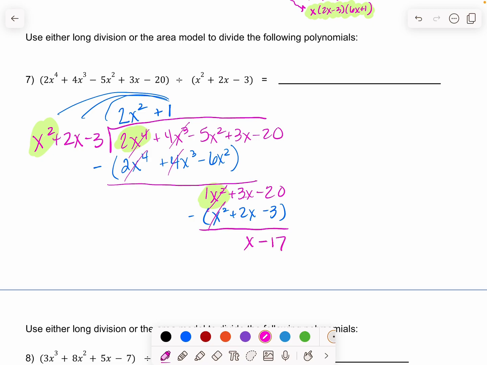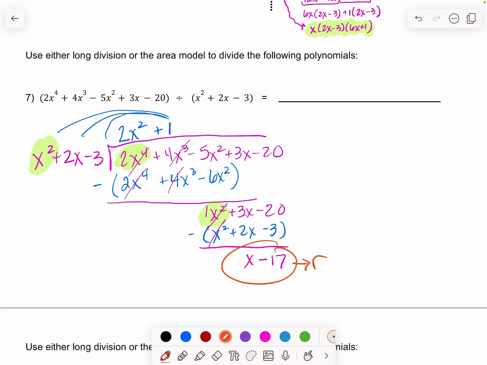Now, when I look at this, I'm looking at my first term here. This is technically an exponent of 1 here. It is less than what's sitting here as the exponent of 2. So I know I don't need to go on further, and this is my remainder, this whole thing. All right, so when I divide this out, I have 2x squared plus 1 plus x minus 17 over x squared plus 2x minus 3. Okay, yes, I am looking for this whole answer to come out when you divide it to figure out what the polynomial is at the end, and that is it.